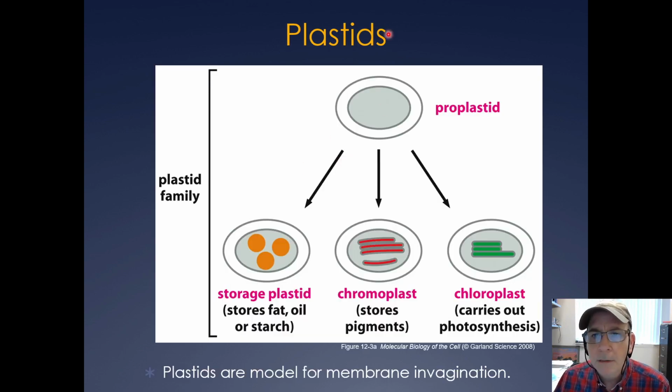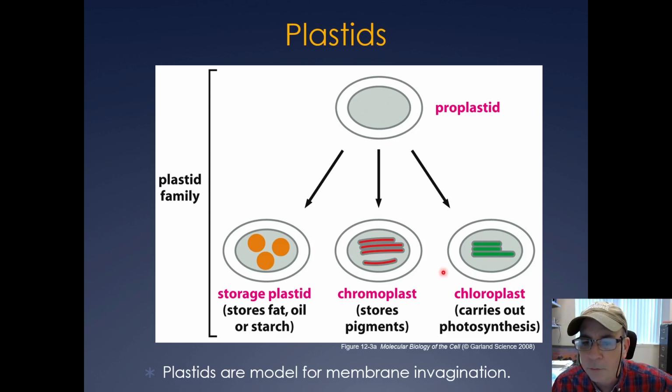And so plastids, which exist in plants, are a great model to understand membrane invagination. In plants you'll have this thing called a proplastid, and then it can evolve into different kinds of plastids, either a plastid for storing fats and oils or starch. You can get a chromoplast, which will store pigments. You see these in flowers and things like that.